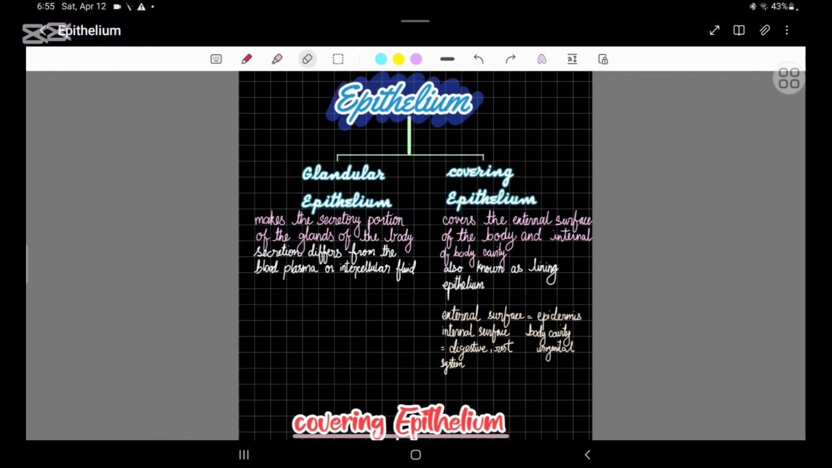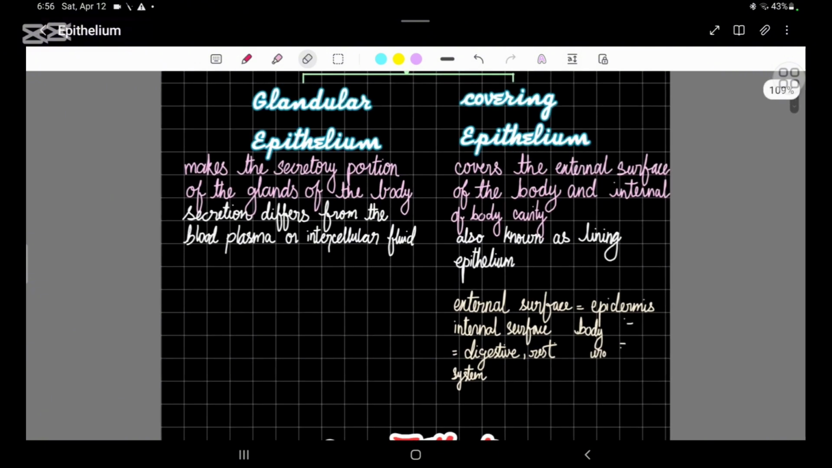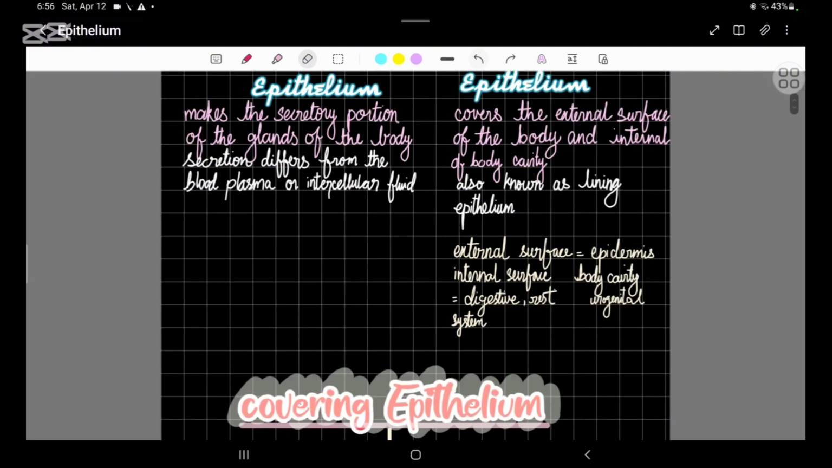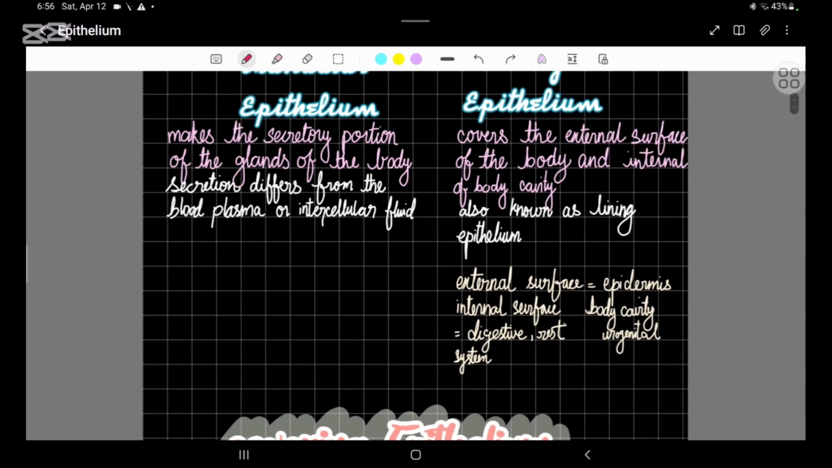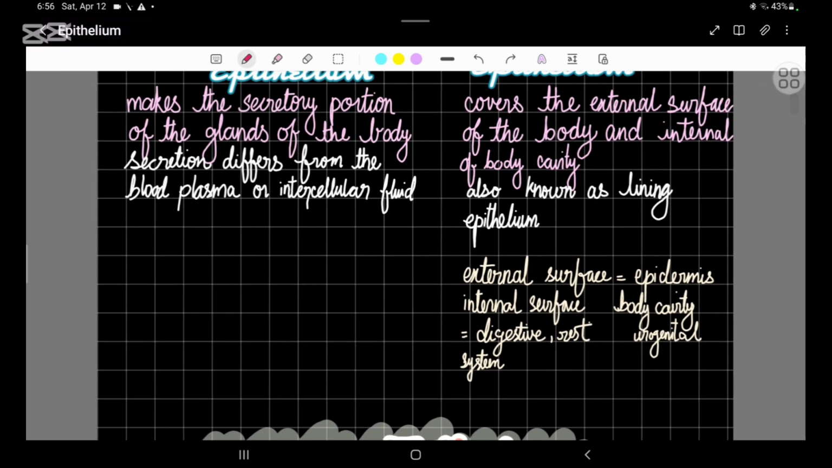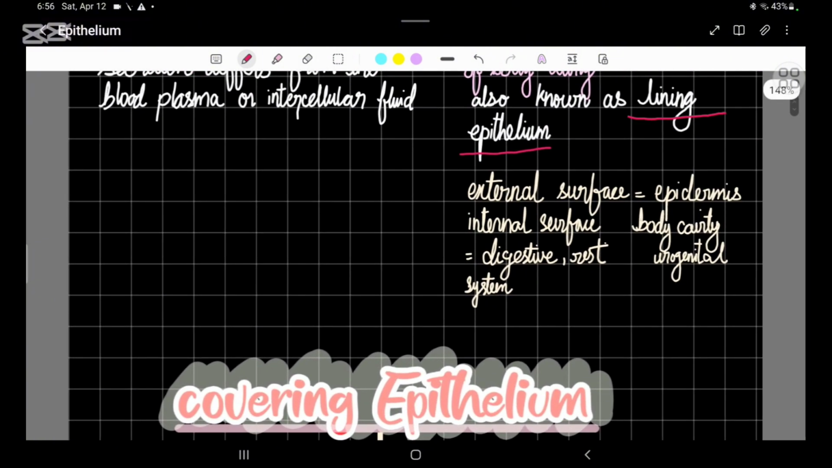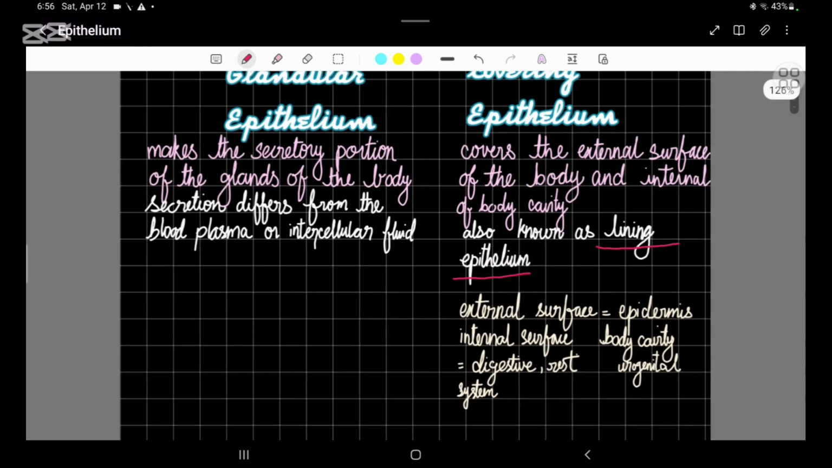First we'll come up with the covering epithelium. It's the tissue that covers and lines everything, like the skin and the inside of your gut and even the airways. It's all about protection, absorption, filtration and sensation. It covers the external surface of the body and internals of the body cavity. That's what we have discussed. Also known as lining epithelium. That's the thing to be remembered. Lining epithelium: external surface like epidermis, internal surface like body cavity, gut, digestive system, and the airways.